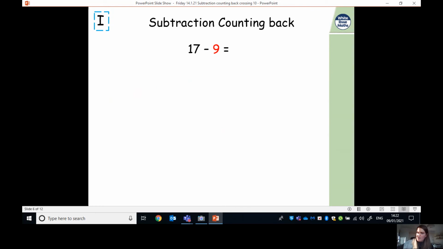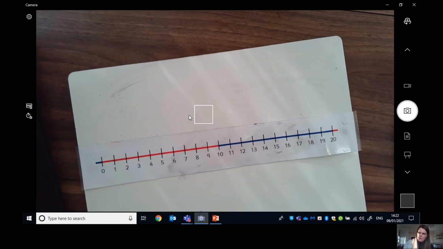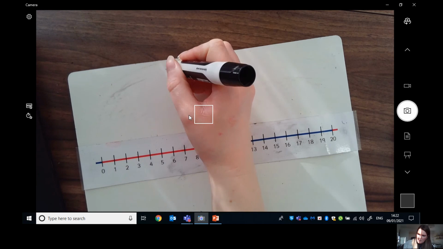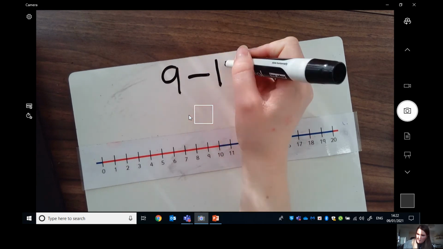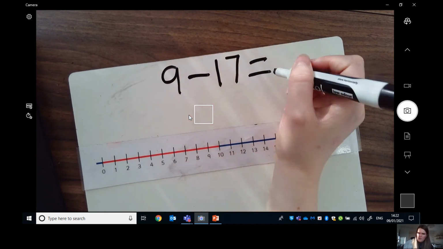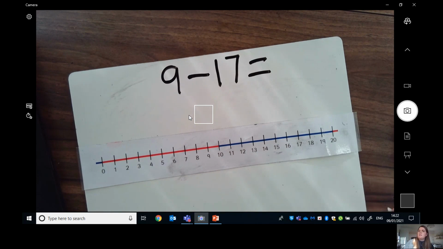Great work. All right, so let's give this one a try. You're going to help me a little bit with this one. What is the first thing I need to do? Write my number. Okay, so I need to write 17 minus 9. So I'm going to write 17 minus 9. Brilliant. All right, and I'm ready to go.